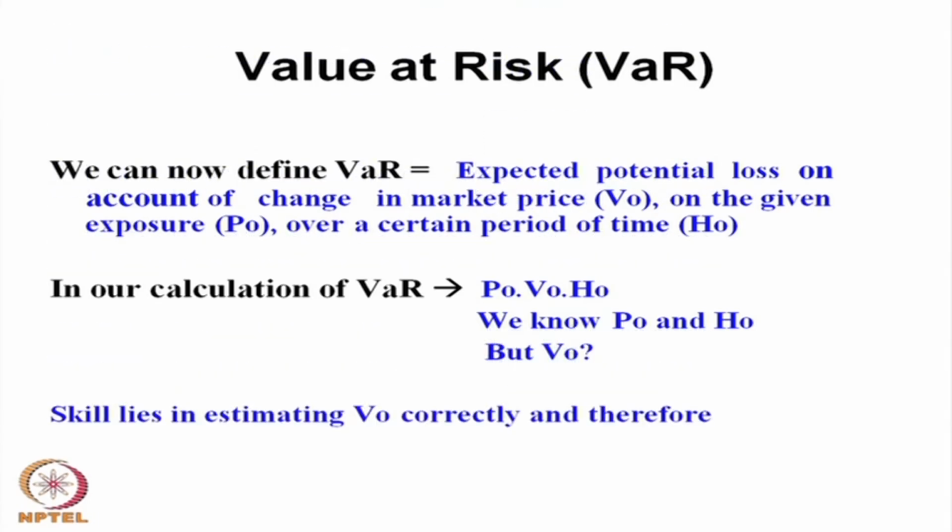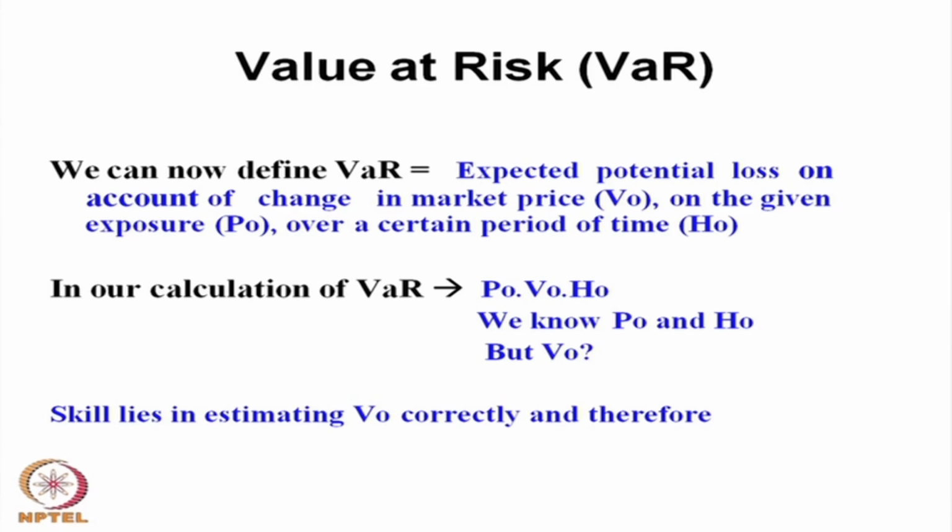So, the calculation of V0, the volatility, only can give the skills for estimating V0 correctly. What way you are estimating V0, what is the process you are adopting for the calculation of V0, that determines our value at risk calculation, because in value at risk calculation all other things are given values.